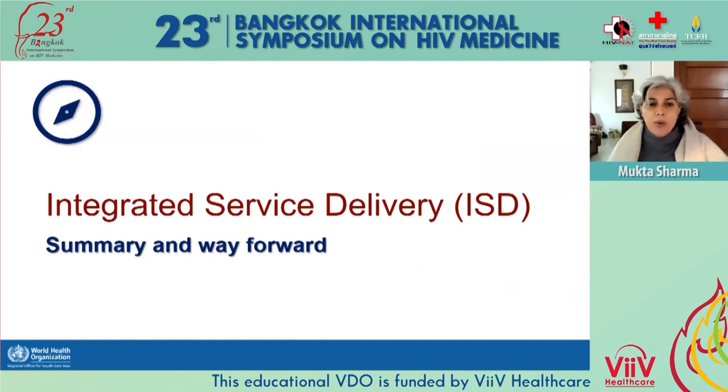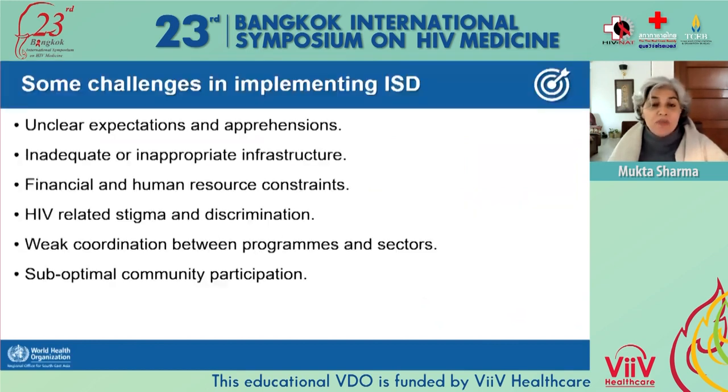So I'm just going to summarize now and talk about some of the challenges that you might see in implementing this, and think through the issues around how this might be addressed going forward. The first thing is that integrated service delivery at the moment has very unclear expectations, and there are some apprehensions around this. So making sure that the expectations are clarified is fundamental.